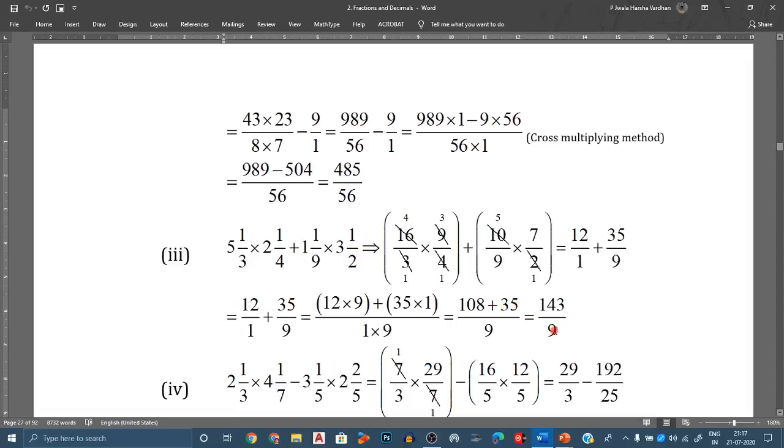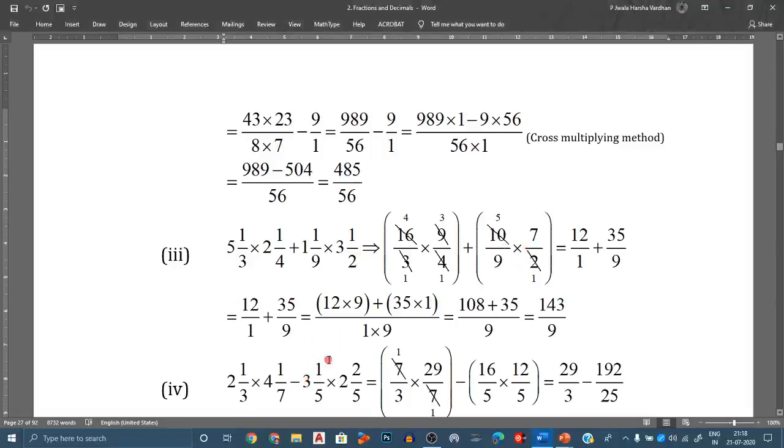So 143, if you divide by 9, what will you get here? 143 divided by 9, 9 ones are 9 here, it is 53, 9 5s are 45, it is 8. Okay, 15, take the first quotient and remainder by divisor: 15 8 by 9. Like this also you can write the answer. Otherwise you can leave it. Okay, next.